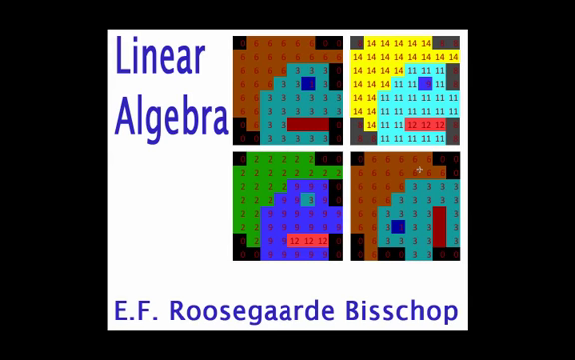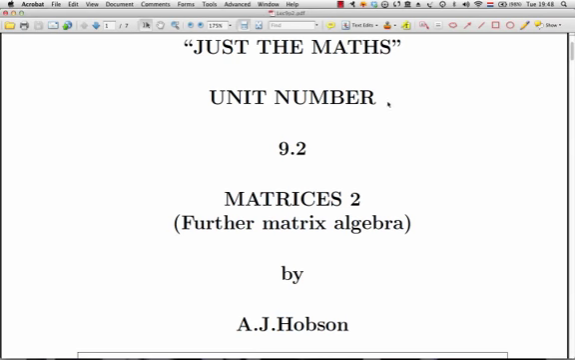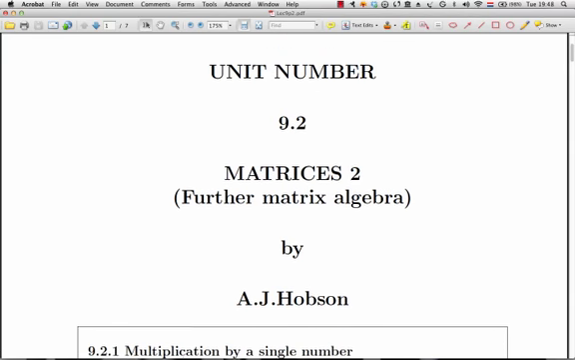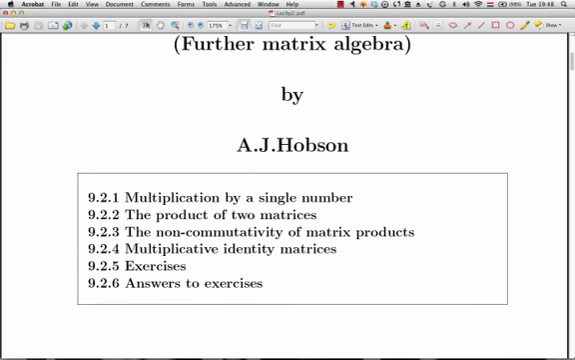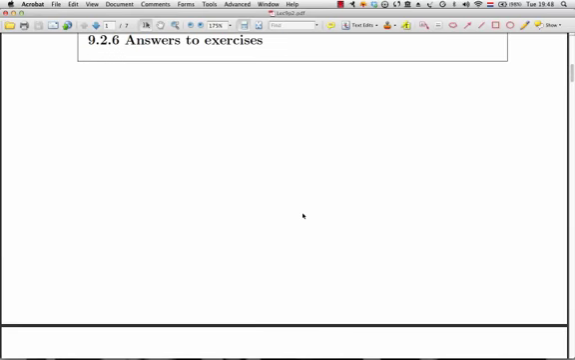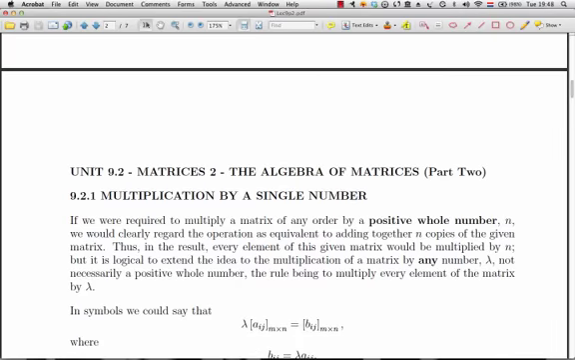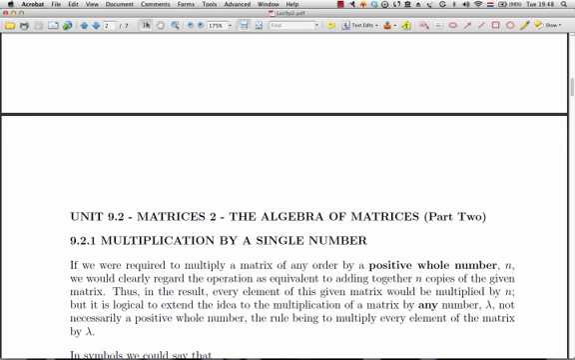Linear algebra part 3, and we start with number 2 of the series of Just the Math from chapter 9 from A.J. Hobson, which is about the operations you can do with matrices. Now, one operation he is not mentioning, which I would like to mention, is the addition.